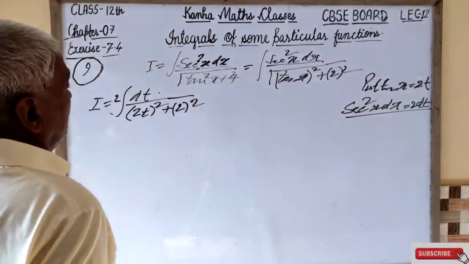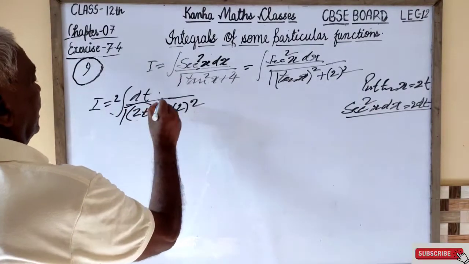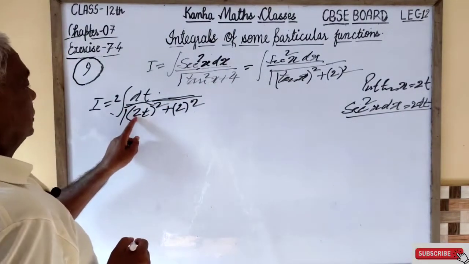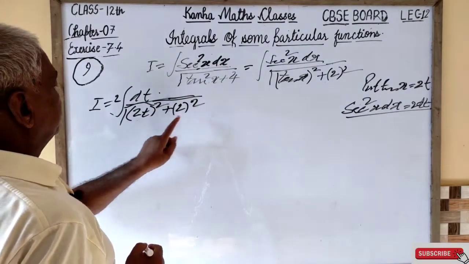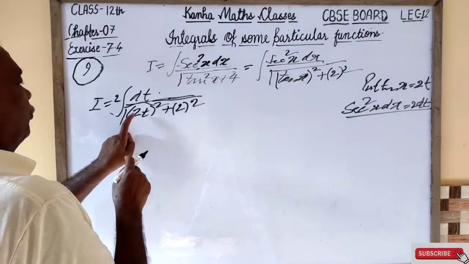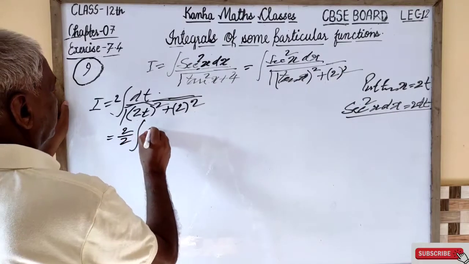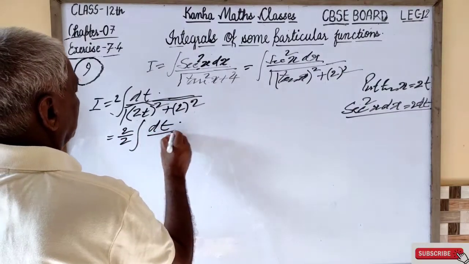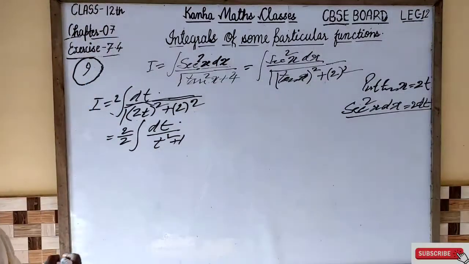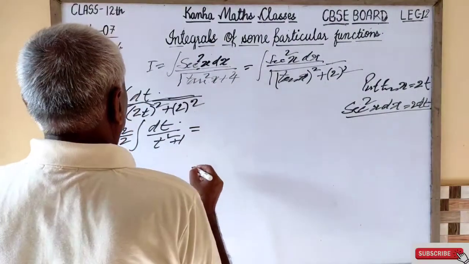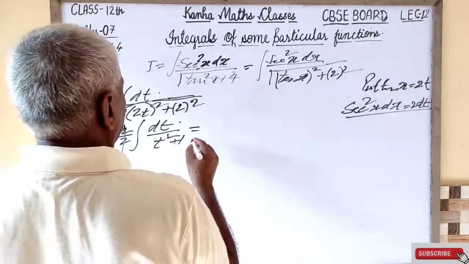Now if we take common 2 square in the denominator, which is under root, then it turns out of the root and becomes only 2. Now 2 by 2 dt upon t square plus 1, and this will be the simplest form of the well-known integral. 2 will be cut by 2.